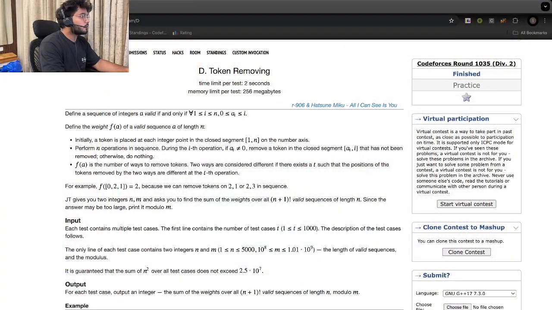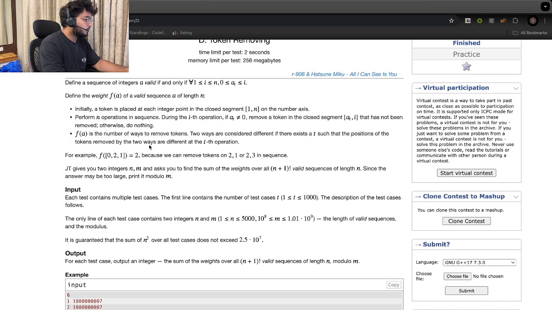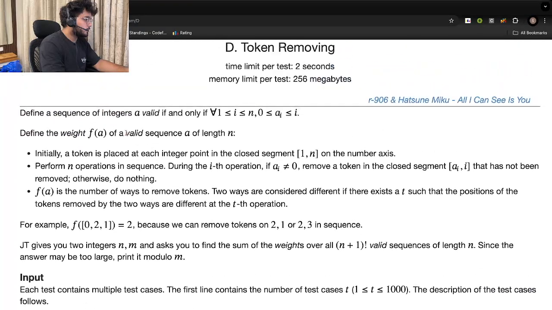Question. So it says we need to define a sequence of integers a valid if and only if for all i from 1 to n, a_i is between 0 and i.